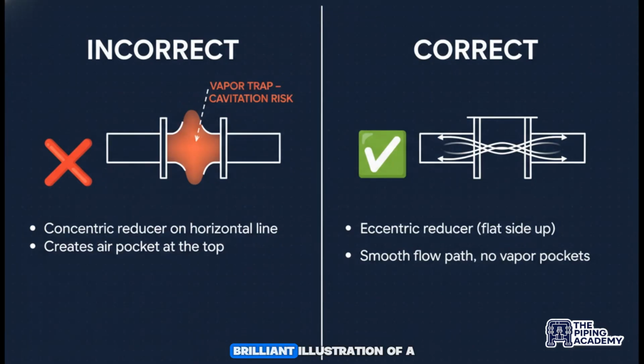This is a brilliant illustration of a very subtle but incredibly critical choice. Let's look at a pump suction line. If you install the wrong type of reducer, a concentric reducer on a horizontal pipe, you can accidentally create a vapor trap right at the top. This little air pocket eventually gets sucked into the pump, causing destructive cavitation that can literally shatter the impeller. Every single component you place has a hydraulic and a mechanical consequence.